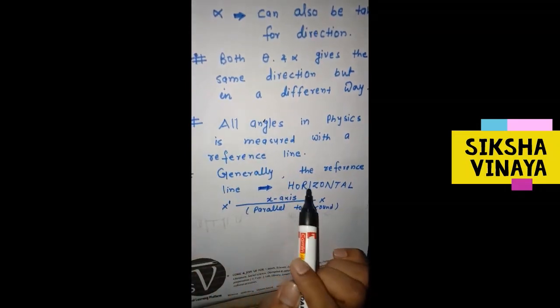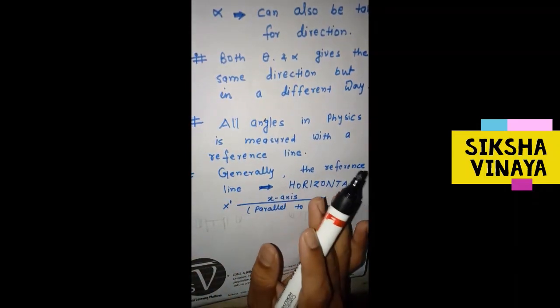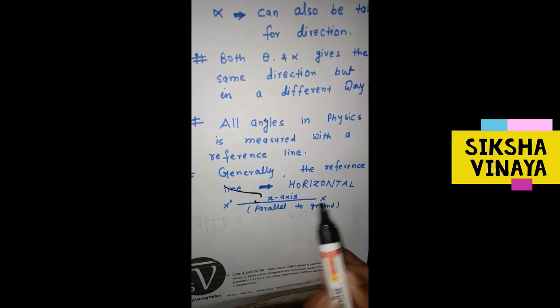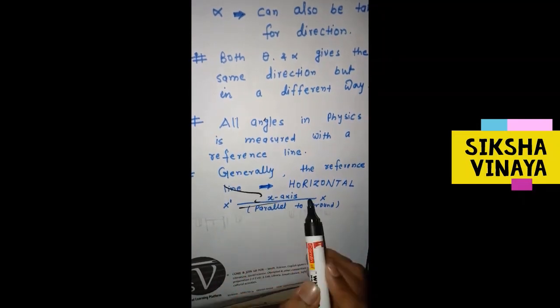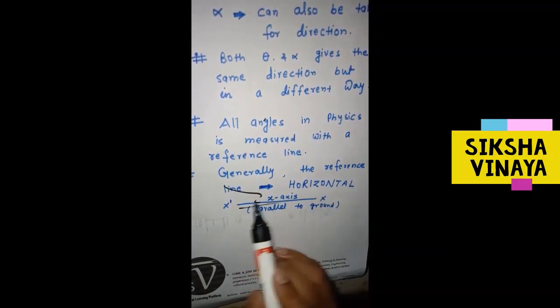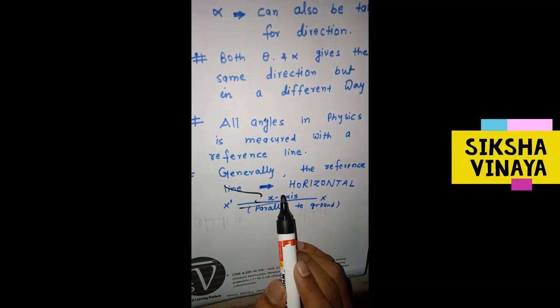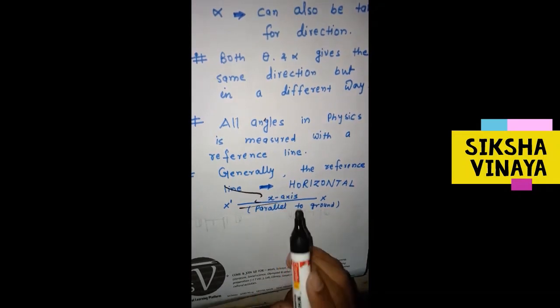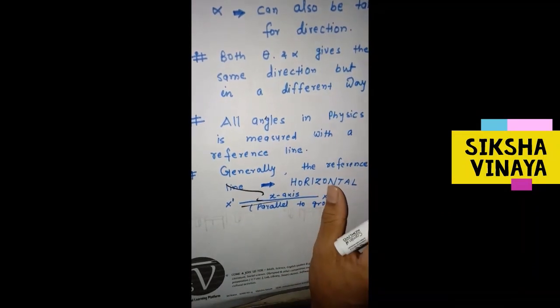So generally the reference line is taken as a horizontal line. Means the x-axis, a horizontal line or a line parallel to the ground, is taken as the reference line from which we measure any angle. Have you got my point? Generally. Okay.